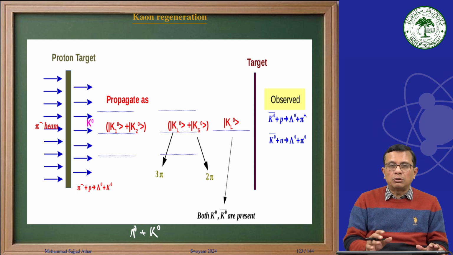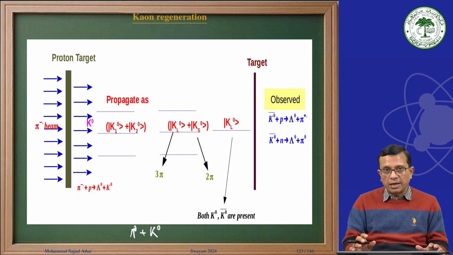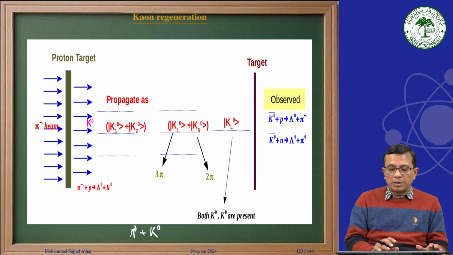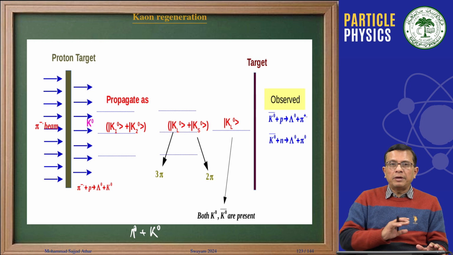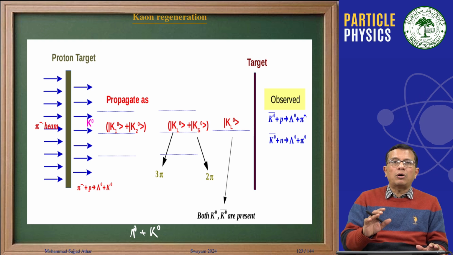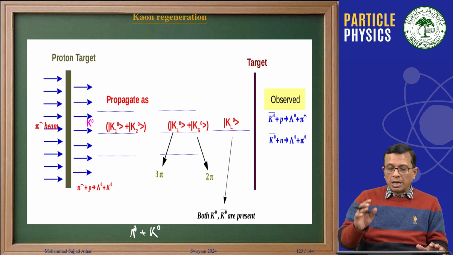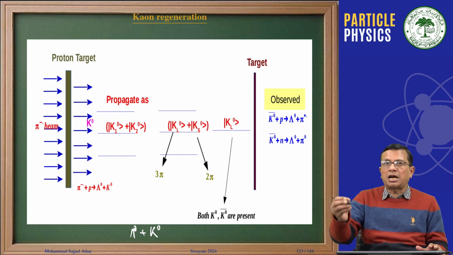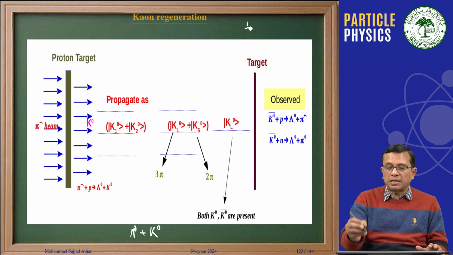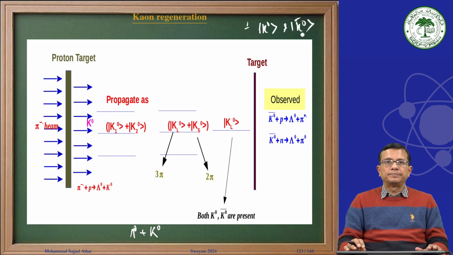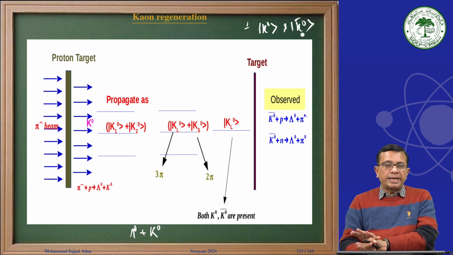Now instead of K1 0 and K2 0, we rechristened them by the names KL0 and KS0. KL0 decays to 3 pions, KS0 decays to 2 pions. Therefore, after some time, what will happen? We won't have any KS0, we will have only the KL0 component, only the long-lived kaon component. Now this long-lived kaon will start propagating as a combination of K0 and K0 bar.